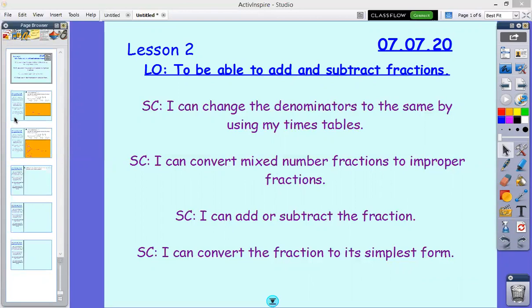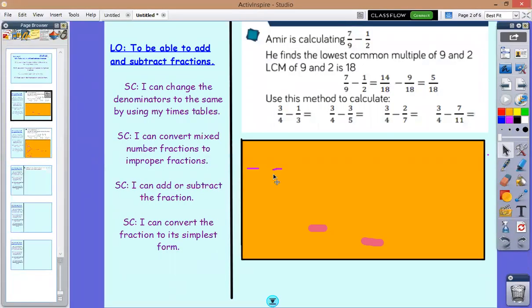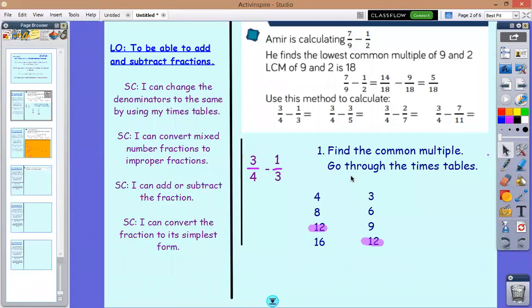So here we go. Amir is calculating 7/9 take away a half. He finds the lowest common multiple of 9 and 2. The lowest common multiple of 9 and 2 is 18. So 7/9 take away 1/2 is the same as 14/18 take away 9/18 equals 5/18. So let's try using this method a different way. So let me show you what I did.